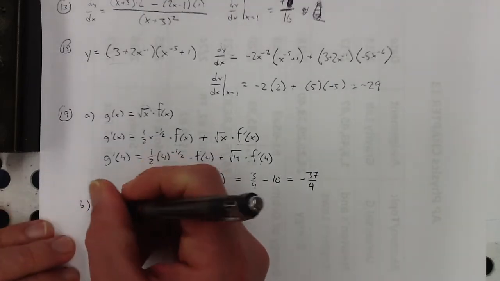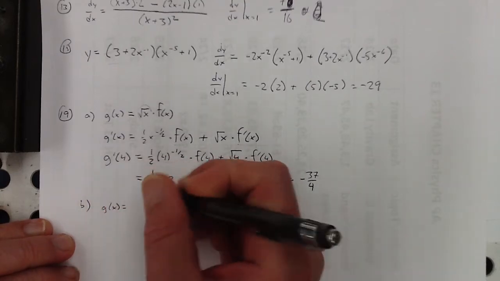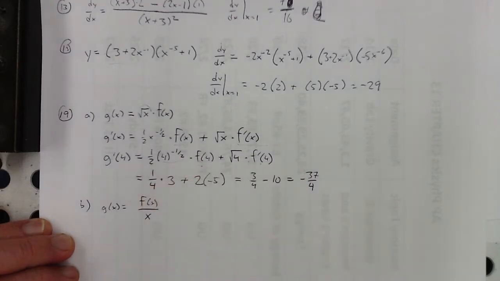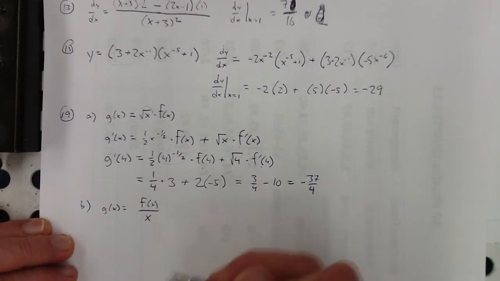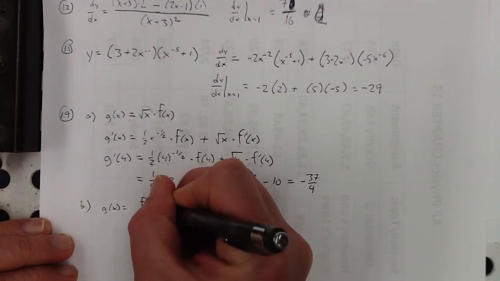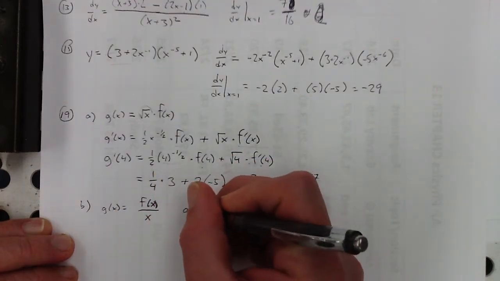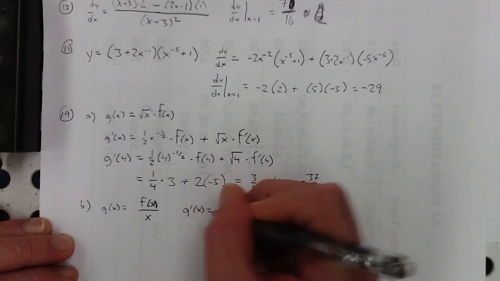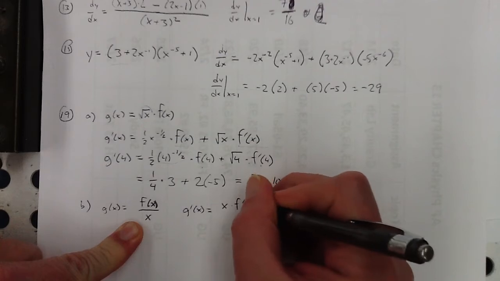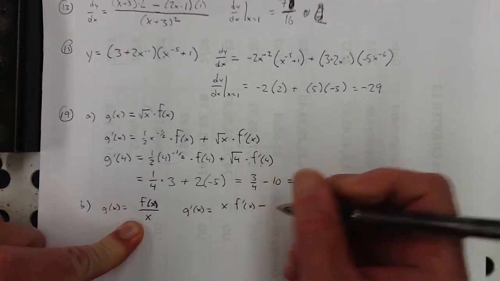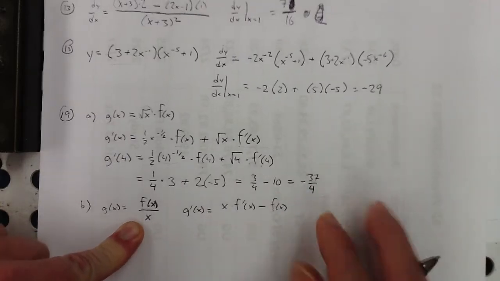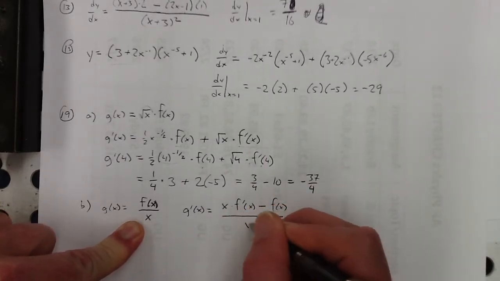So now g of x is equal to f of x over x. So I just cancel the x's out, and it's just equal to f. Just kidding, this is an x inside of a function. You cannot do that. So if you want the derivative, got to use the quotient rule. Low d high minus high d low, over low squared.